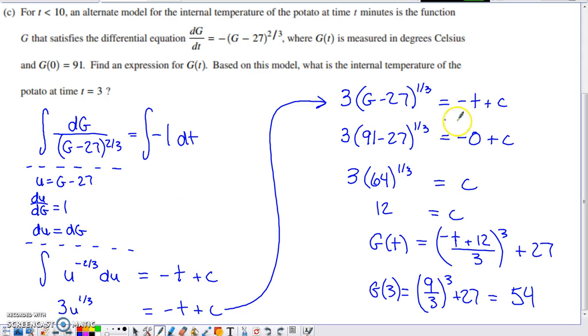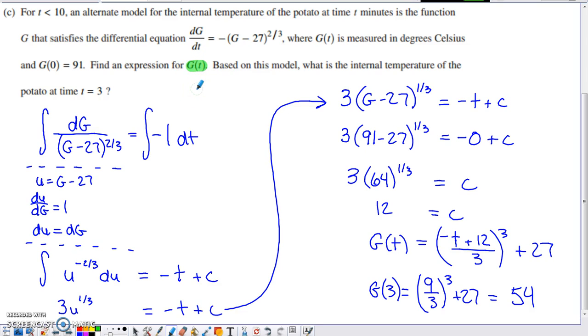gives us this implicit solution. We definitely want this solution to be solved for g because of the way this is phrased right here. We want g of t. Right now, g is not a function of t. We just have an equation that relates g and t. We need to solve it for g to have it be g written as a function of t.